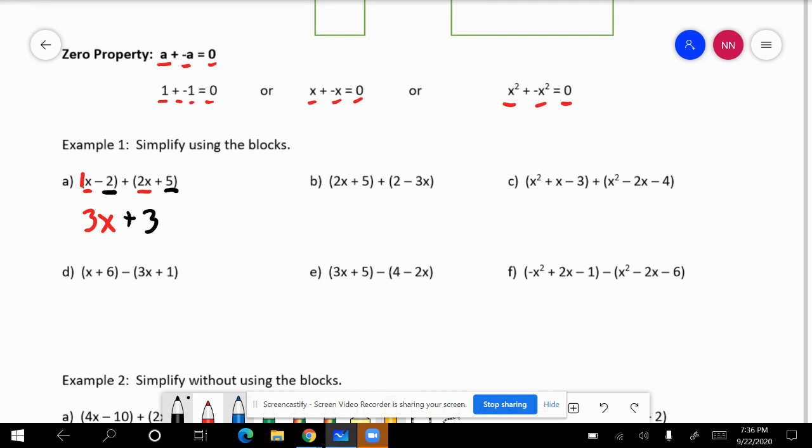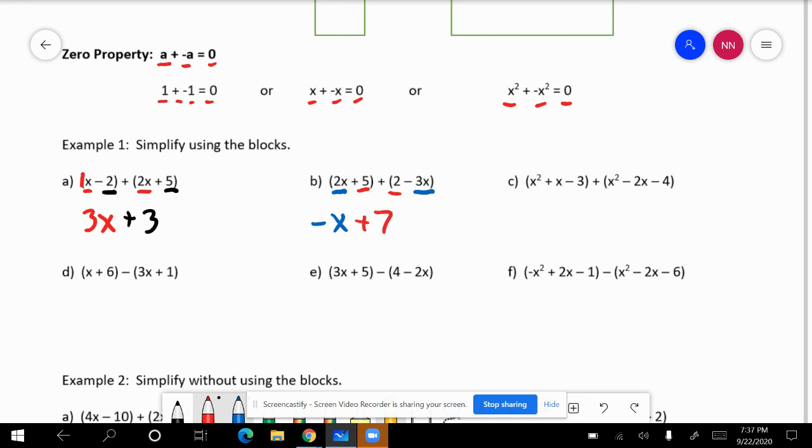Looking at letter B, we're going to look at the x's. They don't always have to be in order. So here we have 2x, here we have negative 3x. That gives us negative x. Next, we have a 5 and a 2, and that adds up to 7.